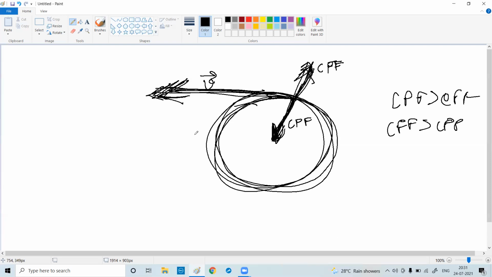So, centrifugal force is the outward pull, and centripetal force is the inward pull, which is responsible for the radial acceleration. There are two types of acceleration: radial acceleration and tangential acceleration. Radial acceleration means toward the center, and the acceleration directed along this side is called the tangential acceleration. We will talk more on that. So currently you just follow this. Is it clear?